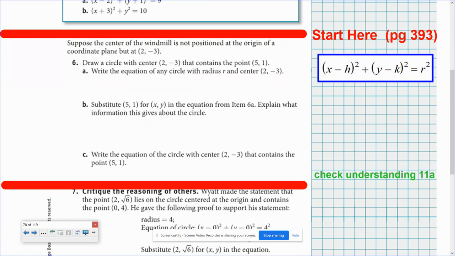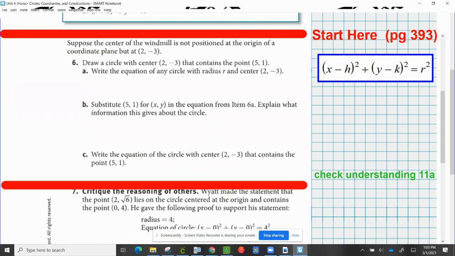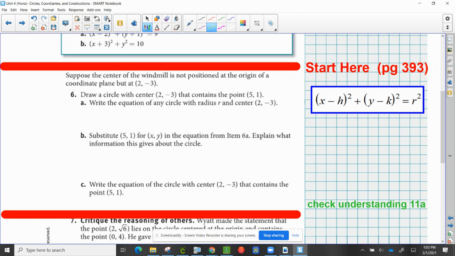With question 6, we're going to start with: suppose the center of a windmill is not positioned at the origin of the plane, but at coordinates 2, -3. So there is the center of our circle, so let's just start by listing that. Now remember, we have our equation of a circle here: (x - h) squared plus (y - k) squared equals r squared. Remember, our center is the point that we would call (h, k). They're saying the center is (2, -3), and the circle contains the point (5, 1).